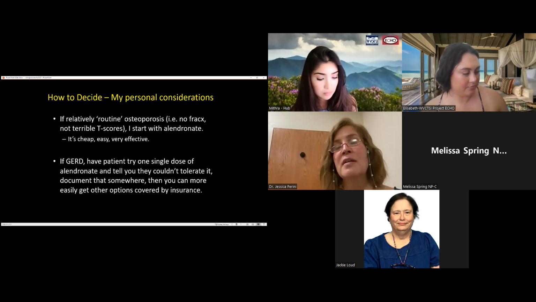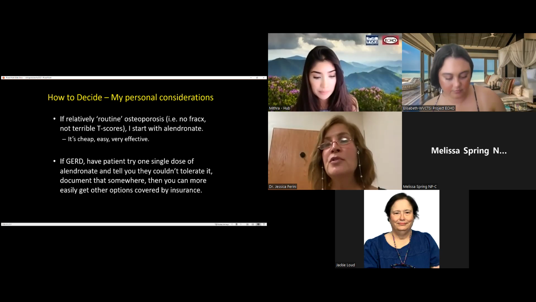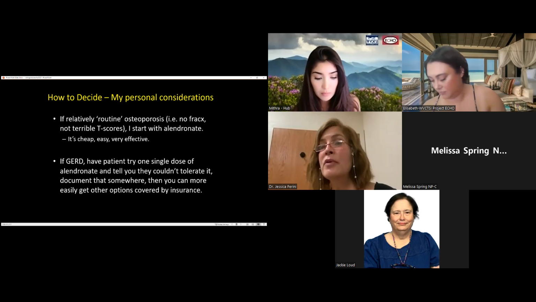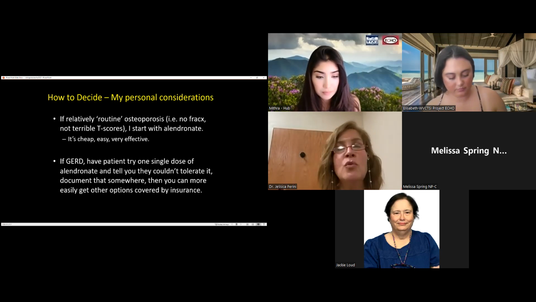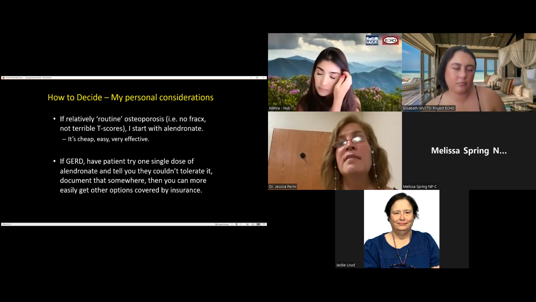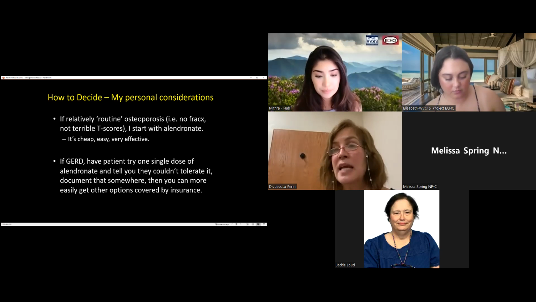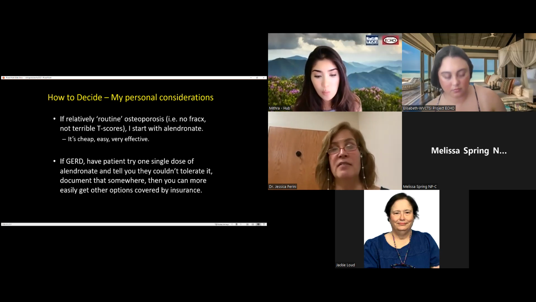A lot of the time, if somebody's just a sort of routine osteoporosis, they haven't broken anything, their T-scores are minus 2.7, not terrible, but in osteoporosis range, then I will start with alendronate. It is very inexpensive, it's easy to take, it's very effective.